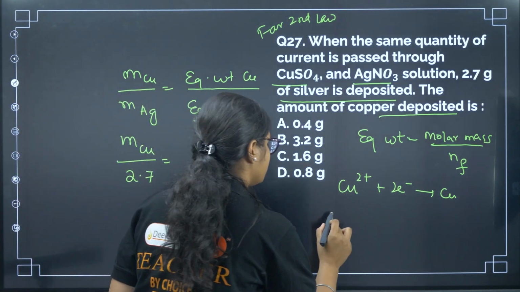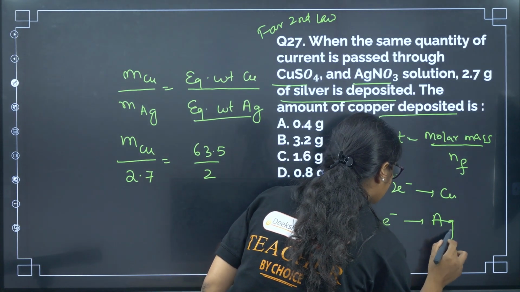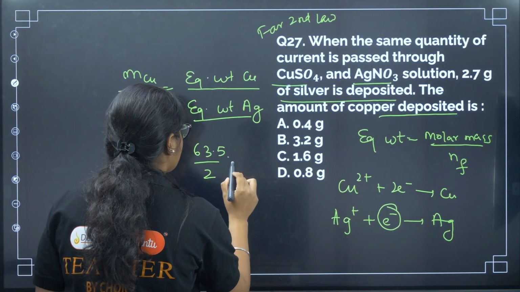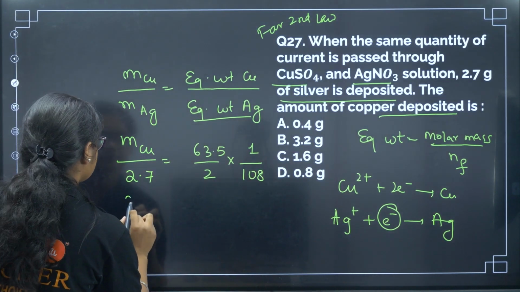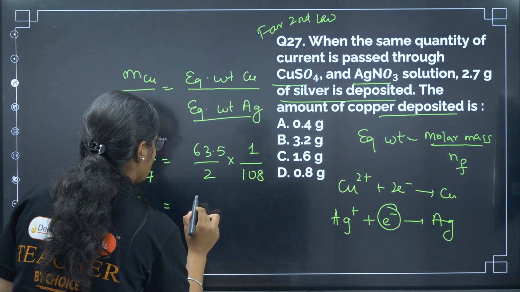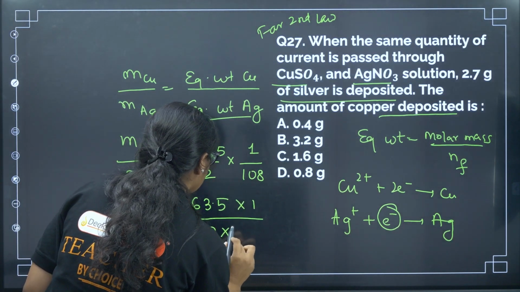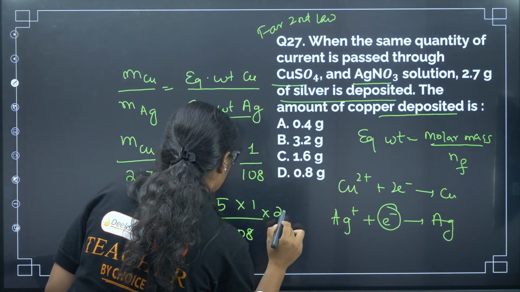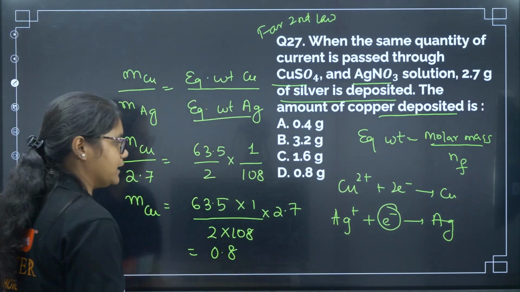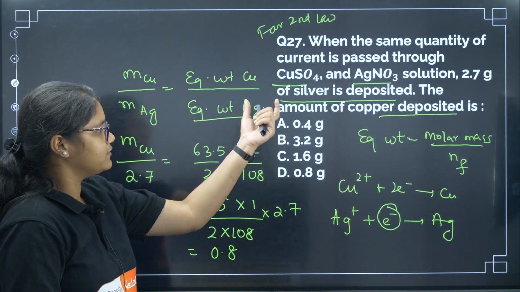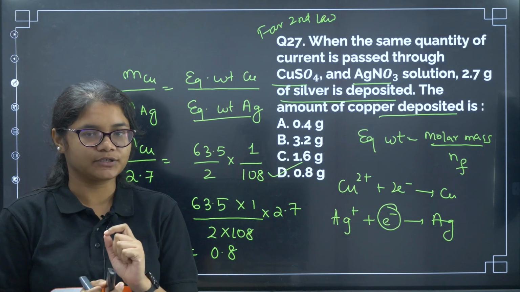because in silver reduction, how does it take place? Ag+ plus 1 electron gives you Ag. So the N factor here will be 1. So we will have 108 by 1. Now just solve this one. Mass deposited of copper will be 63.5 into 1 divided by 2 into 108, into 2.7. If you solve this, the value will be around 0.8. So the mass of copper deposited in this series will be 0.8 gram. So the correct answer for this question is option number D.